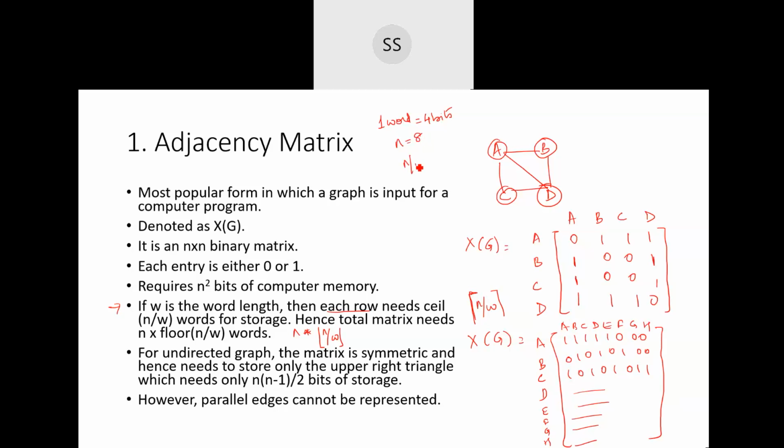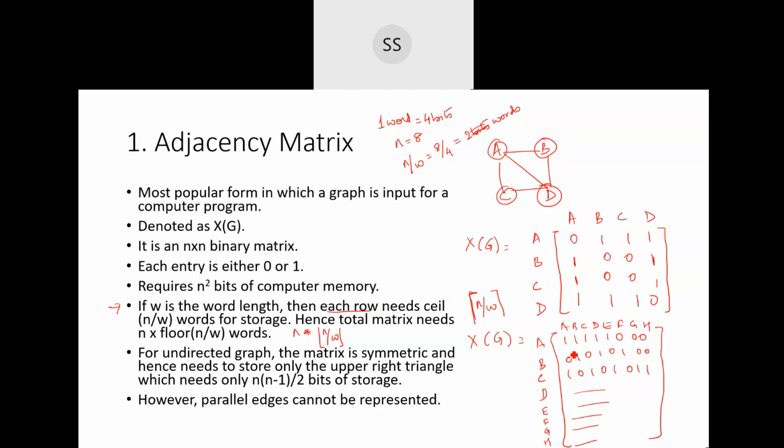What is n by W? n by W is 8 divided by one word, so I'll change it to one word equal to 4. That is 8 by 4, which is 2. Not 2 bits, I'm sorry, it is equal to 2 words. I'll be requiring 2 words for a single row.